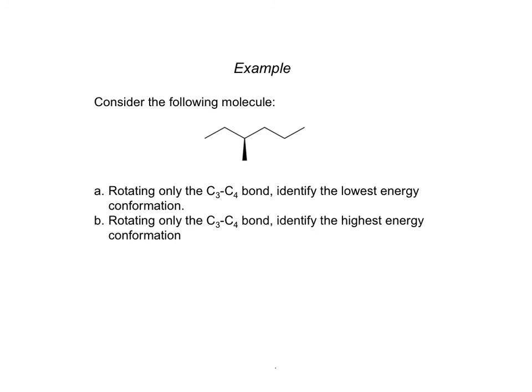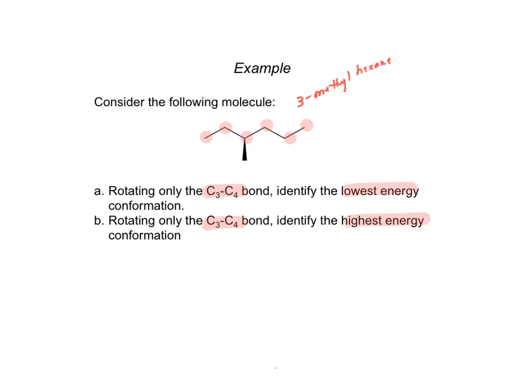So for example, I've given you a molecule here. This is 1, 2, 3, 4, 5, 6 hexane. So 3-methylhexane. We can go ahead and write that out. 3-methylhexane. And what they want you to do is, looking down the C3 to C4 bond axis, identify the lowest energy conformation and the highest energy conformation. Okay, so lowest energy and highest energy.